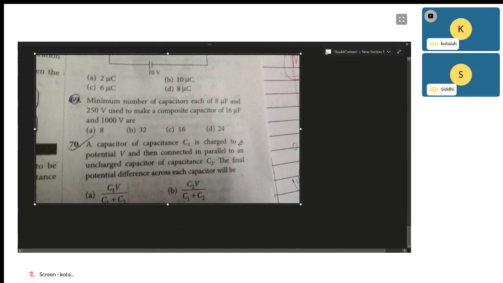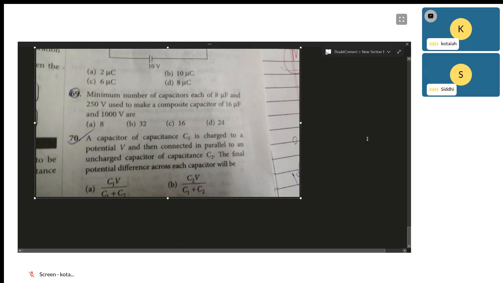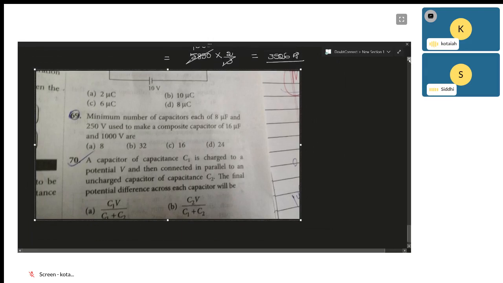So which one do you want, 69 or 70? I think it is 69 only. 69, okay, right. Now just read the question once.